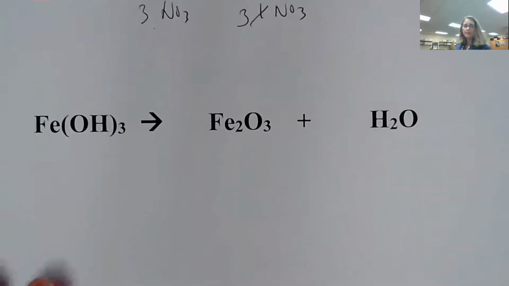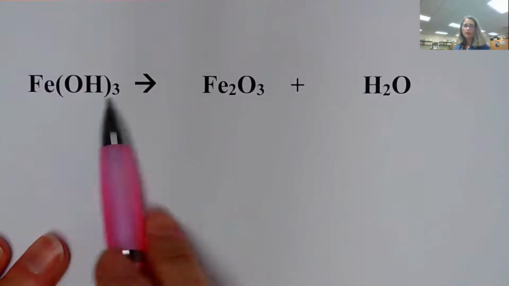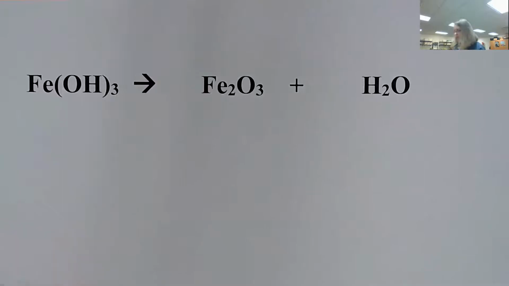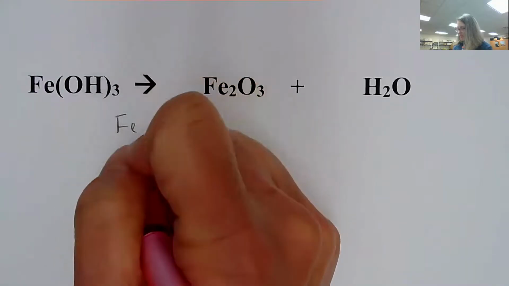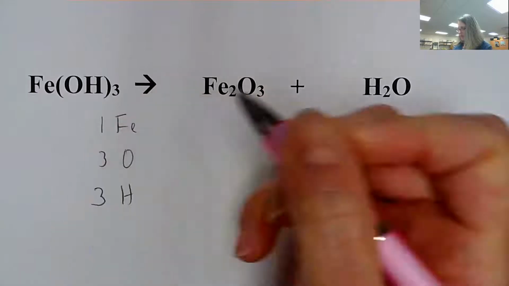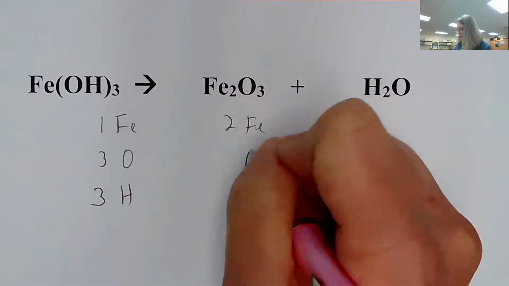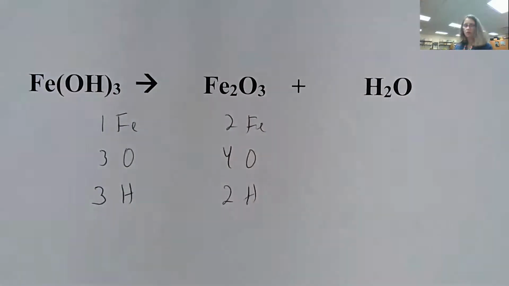So if I look at this next example, I can't do that because the OH has now broken up into this and the water. So I have to balance it more of a normal way or break it down per element. So over here on the left, I have Fe, I have O, and I have H. So I have one Fe, I have 3 O's and 3 H's. And over here, I have 2 Fe, I count up all my O's, and there's a total of 4. And then I have hydrogen, which is 2.